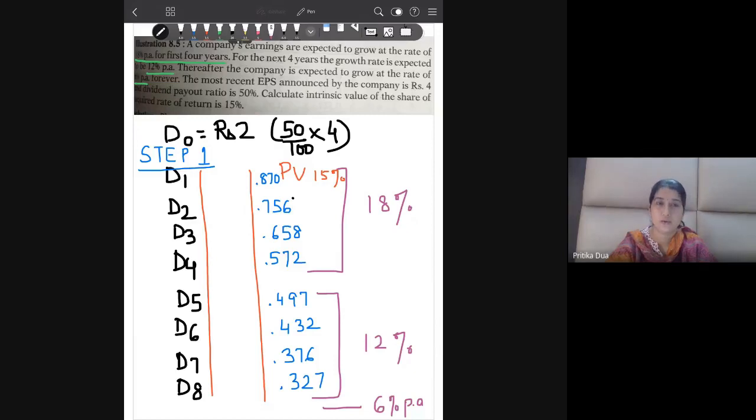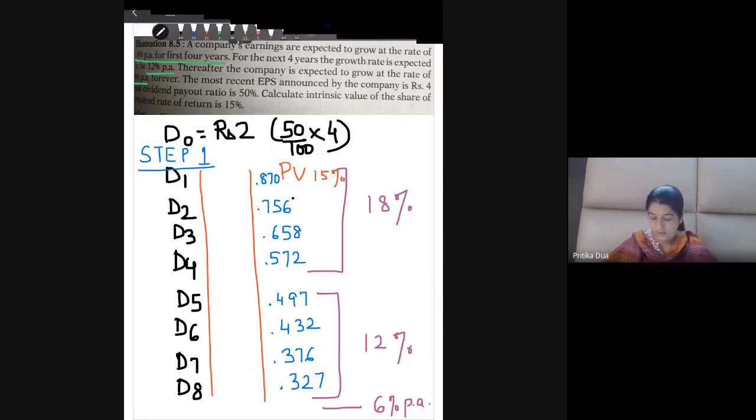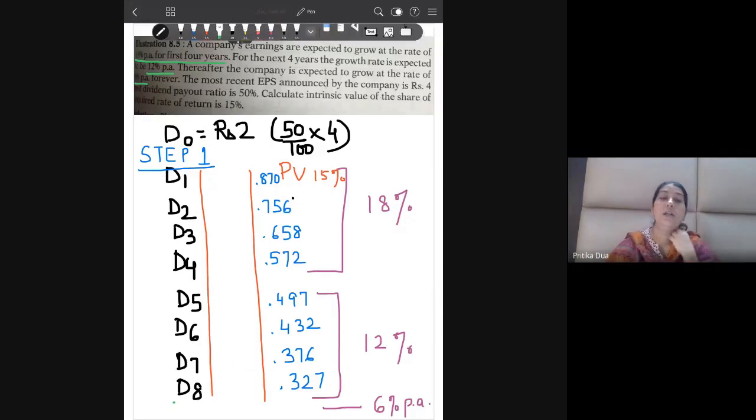I had told you that you calculate the price of share at that year after which the forever growth rate comes in. The forever growth rate is coming from the 9th year onward. So you will be calculating the value of share at the end of 8th year. It is only after the 8th year that the growth rate will continue forever. So we calculate the value of share at the end of 8th year, which means you are calculating P8.